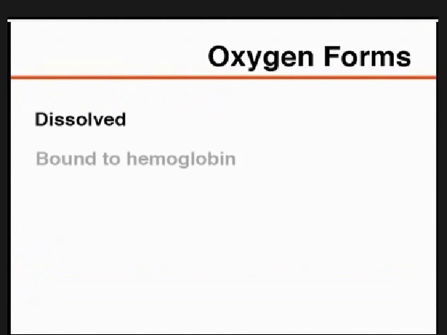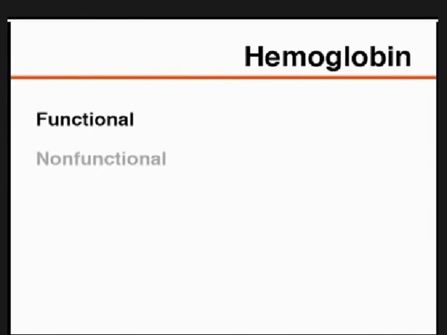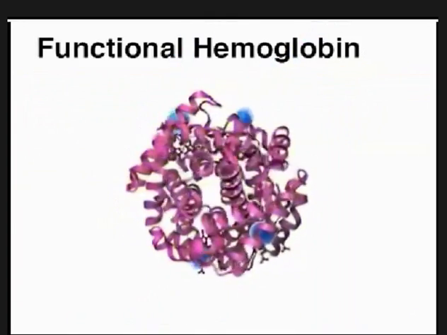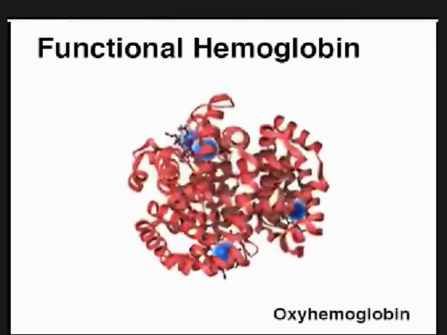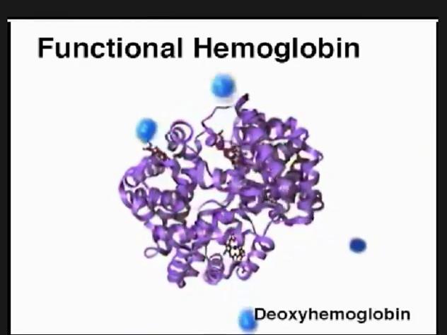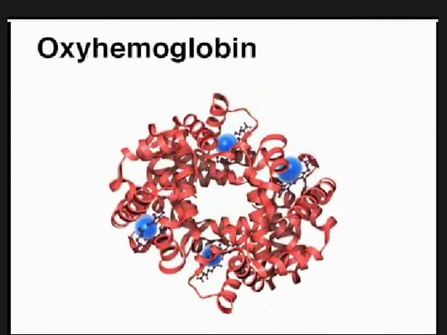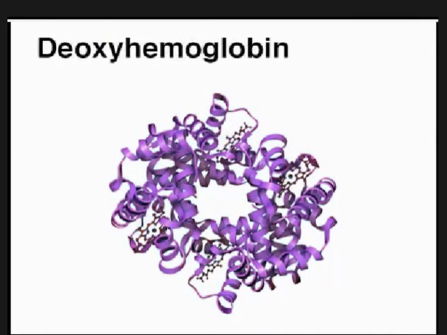Oxygen is present in 2 forms in the blood, dissolved and bound to hemoglobin. Hemoglobin can be functional or non-functional in terms of oxygen binding and transport. Functional hemoglobin binds and transports oxygen and is present as oxyhemoglobin and deoxyhemoglobin. Oxyhemoglobin contains bound oxygen, and deoxyhemoglobin is reduced hemoglobin without bound oxygen.